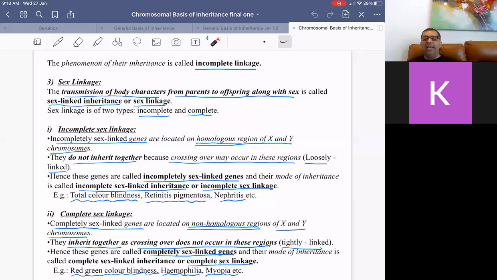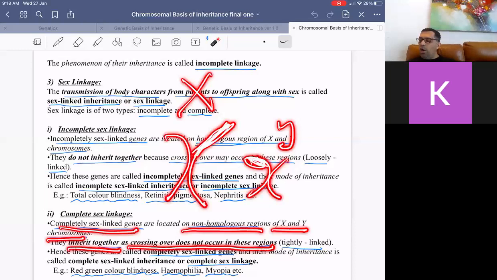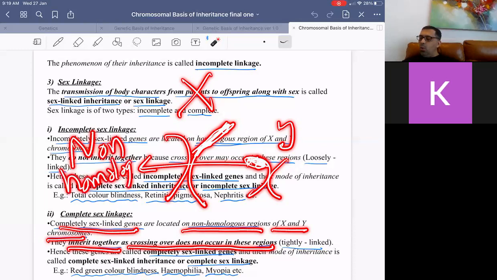Incomplete sex linkage. Then we have complete sex linkage. Complete sex-linked genes are located on the non-homologous region of the X and Y chromosome. They inherit together as crossing over does not take place in this region. This is the non-homologous region of the X chromosome, which is larger, and this is the non-homologous region of the Y chromosome, which is shorter. The genes on them, non-homologous regions, do not cross over. No crossing over in the non-homologous regions.